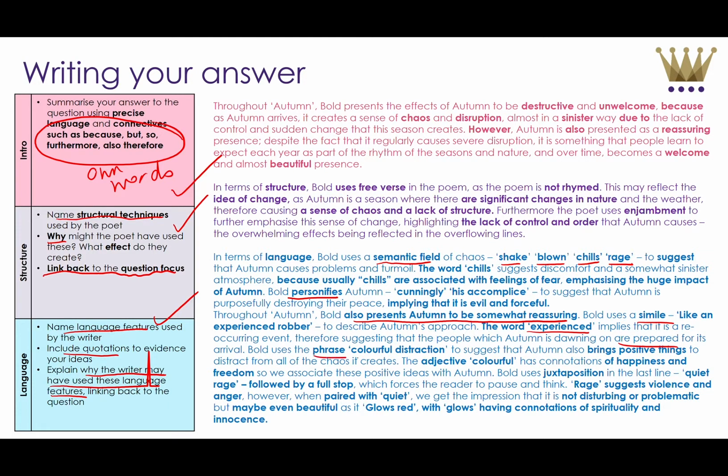Bold uses the phrase colourful distraction to suggest that autumn also brings positive things to distract from all of the chaos it creates. The adjective colourful has connotations of happiness and freedom, so we associate these positive ideas with autumn.